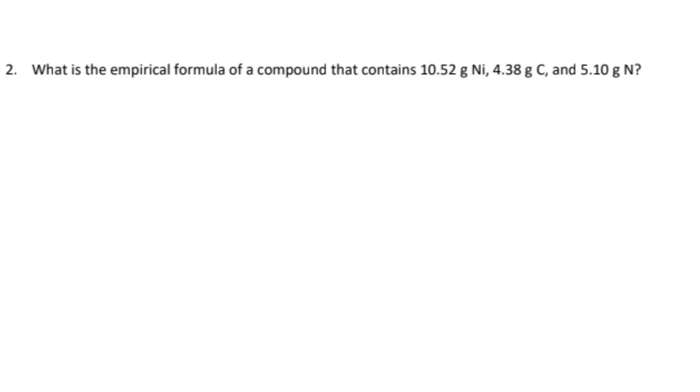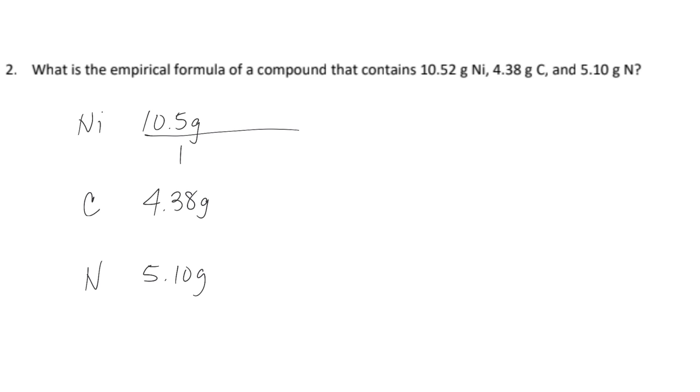Okay, the second empirical formula problem, we're not given percent values, we're given gram values. So the percent to mass part in the poem is already done for us. So all we have to do is nickel, carbon, nitrogen. So we have 10.52 grams, 4.38 grams, and 5.10 grams. So we just start with the masses that are already given.